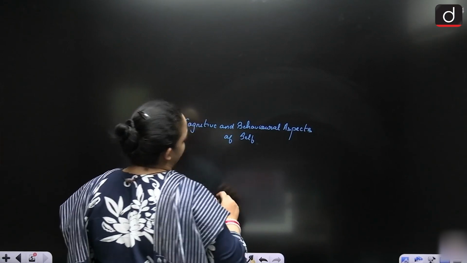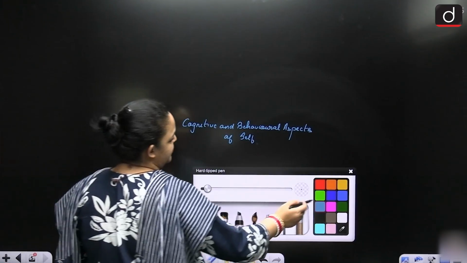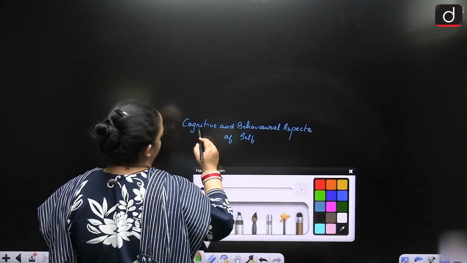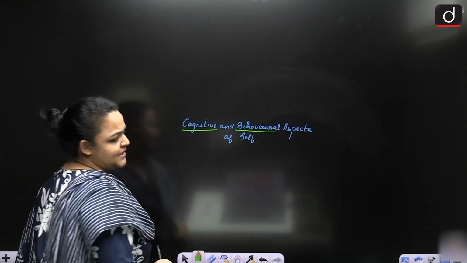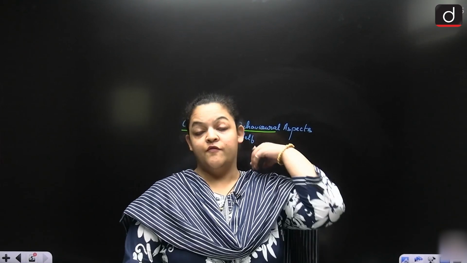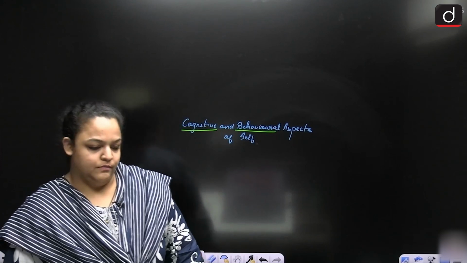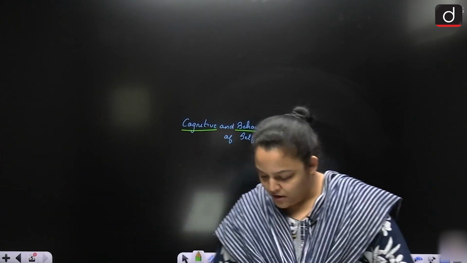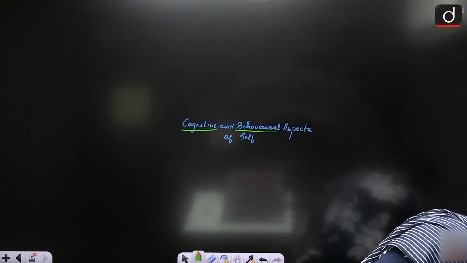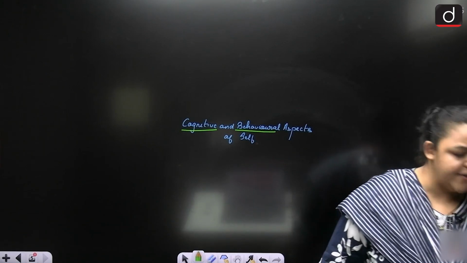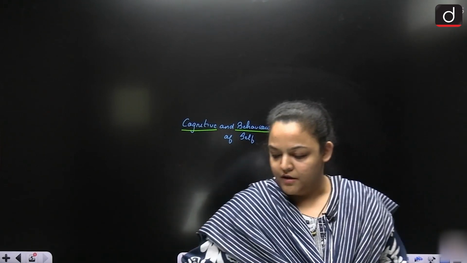So first, guys, we have to understand this also. What do you mean by cognitive and behavioral aspect of self, right? First we have to understand the topic over here, and then we will get into the details of it. Okay, sure. Let's understand what do you mean by cognitive, and then we will see the behavioral aspects of self as well.